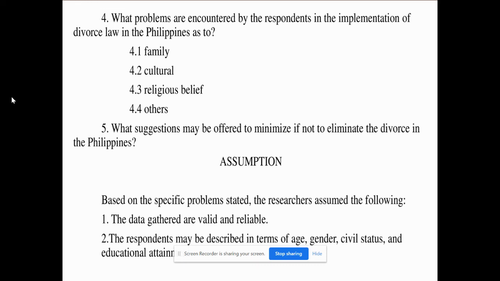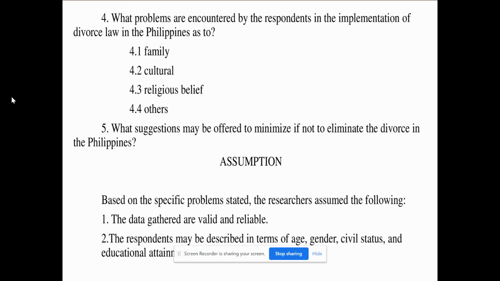Next, what problems are encountered by the respondents in the implementation of divorce law in the Philippines? As you all know, say for instance that divorce may be implemented in the Philippines, these are the problems which may be encountered by the passage of the law. Problems on the family, problems on the cultural and religious belief, and also several problems like financial problems and so on and so forth. And lastly, what suggestions may be offered to minimize, if not to eliminate, divorce in the Philippines?